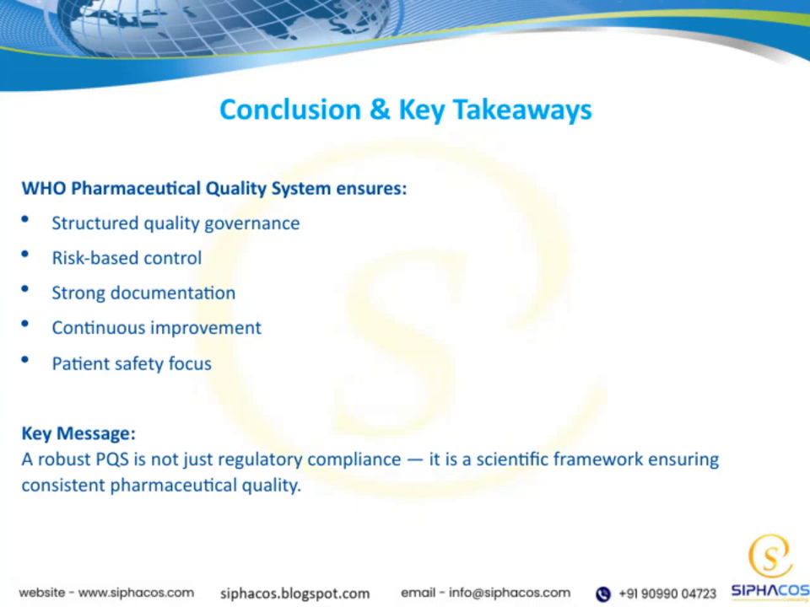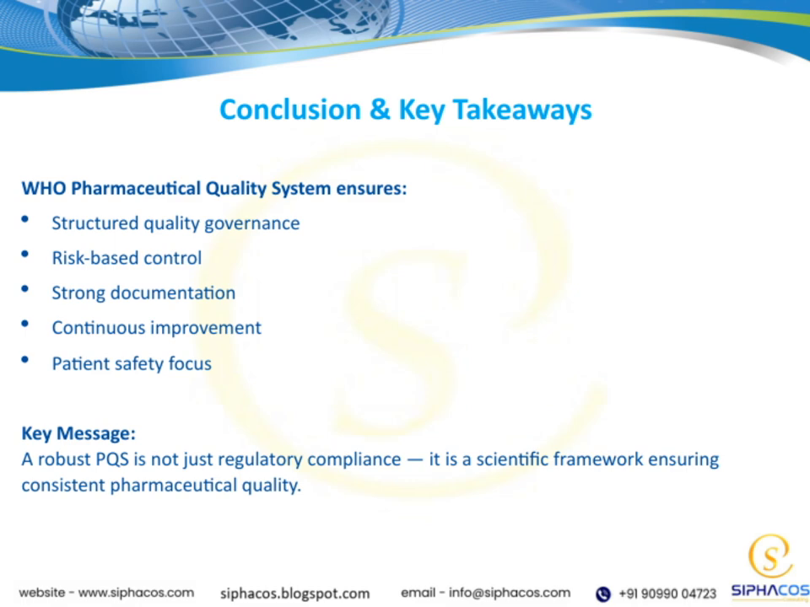Let's wrap up with the conclusion and key takeaways. The WHO Pharmaceutical Quality System, or PQS, is fundamentally about ensuring structured quality governance. This means establishing clear roles, responsibilities, and processes to maintain high standards across all operations.